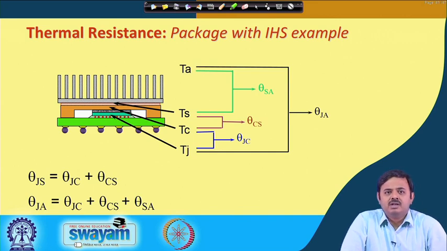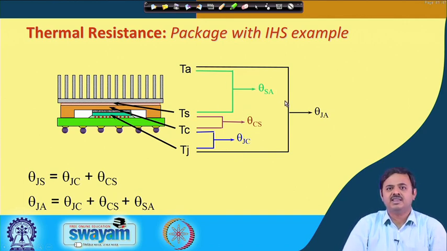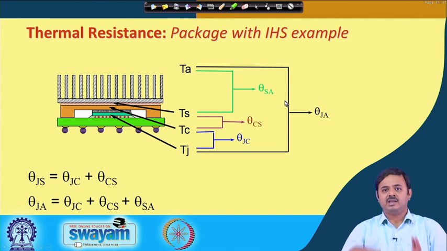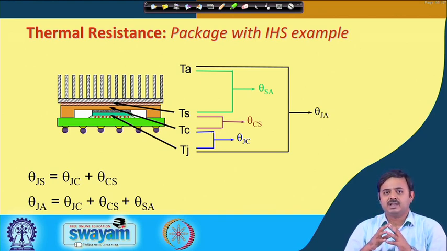So, again here also, if I am able to calculate these resistances, then given the temperature constraints, I can define what is going to be the maximum power that can be dissipated, and therefore, what is going to be the TDP that this package is able to withstand.